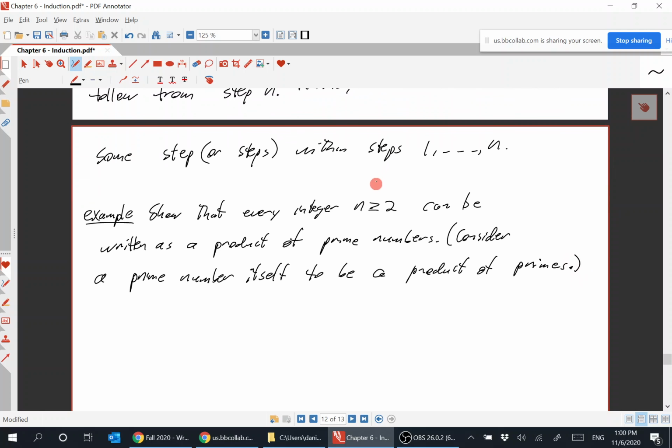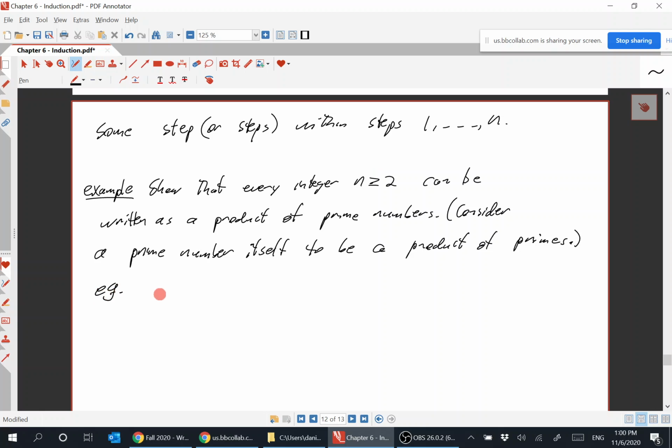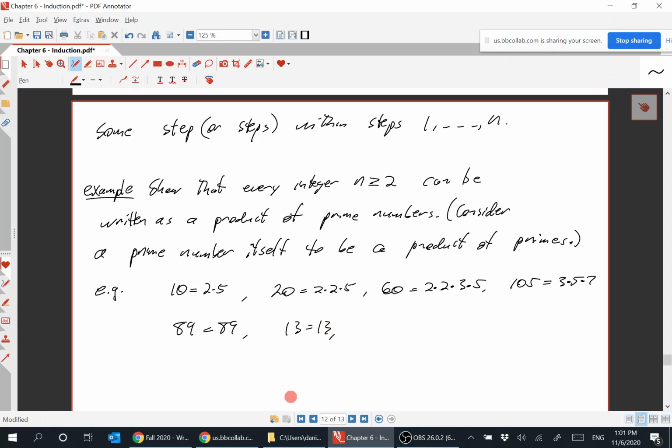So, for example, 10 is equal to 2 times 5. 20 is equal to 2 times 2 times 5. 60 is 2 times 2 times 3 times 5. 105 is 3 times 5 times 7. 89 is just 89. It's just a prime by itself. 13 is just 13. Just a prime by itself.